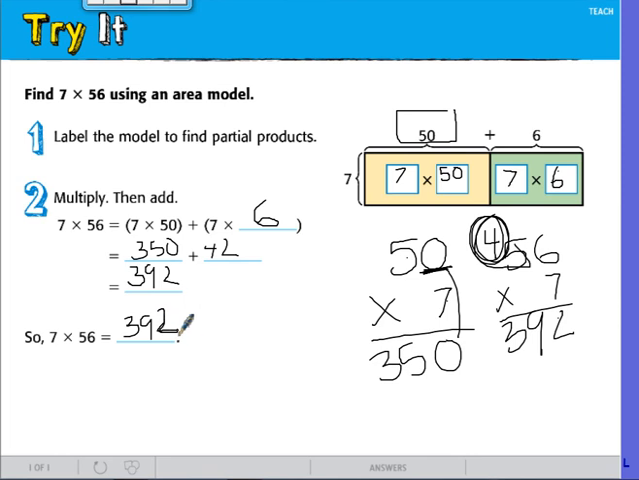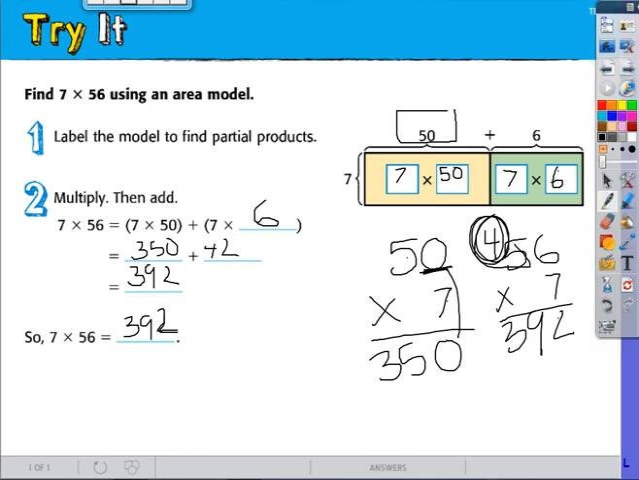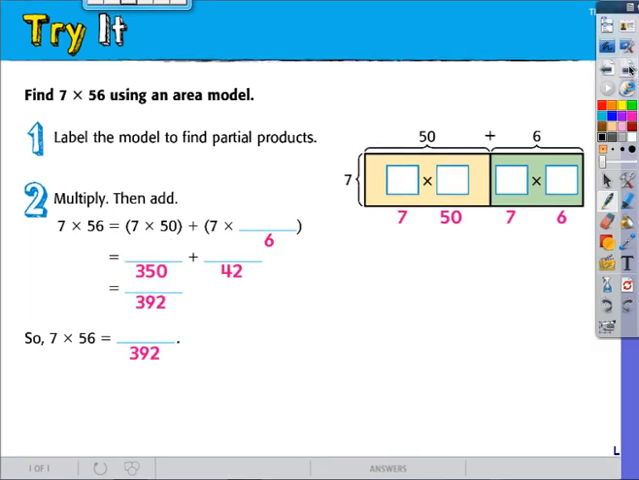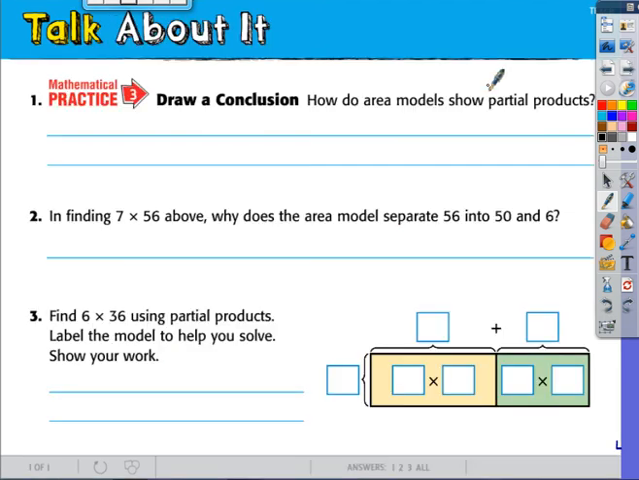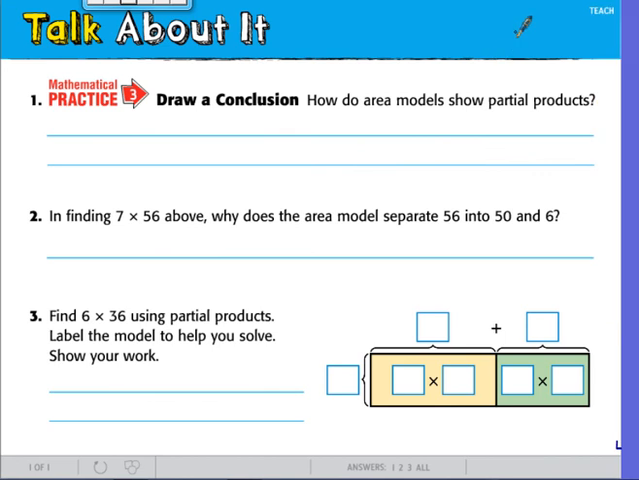All right. So there you go. Good job. Okay. We're going to do some of these together. You're going to do some of these on your own. Okay?